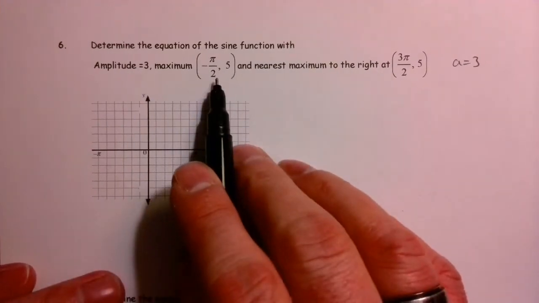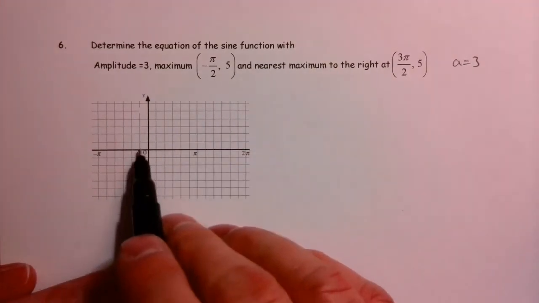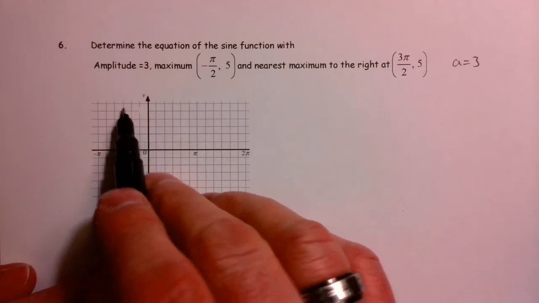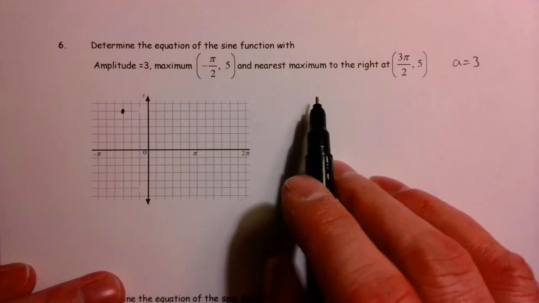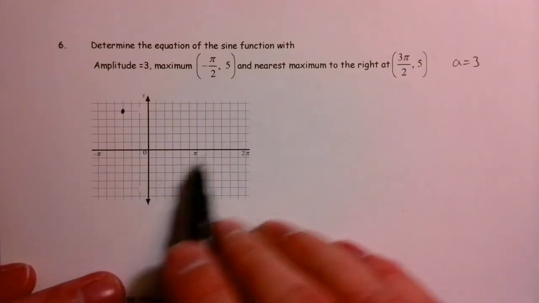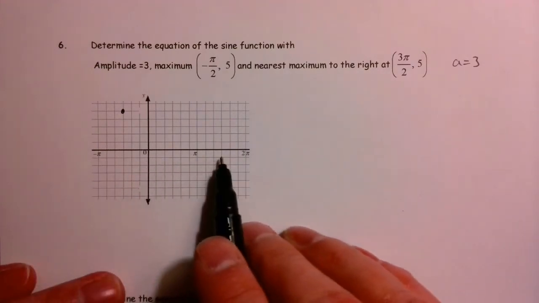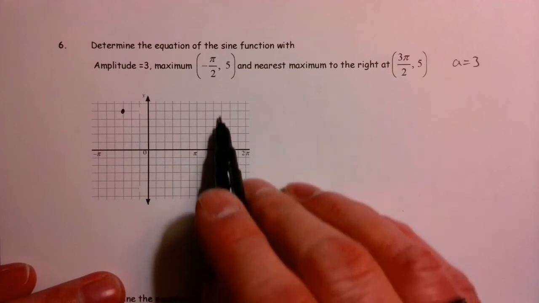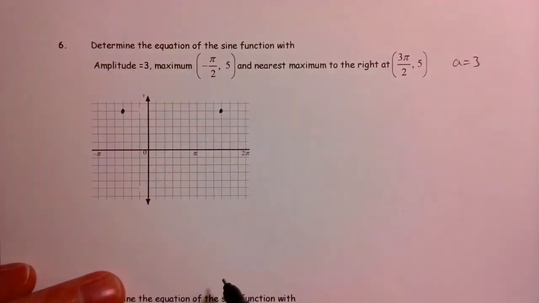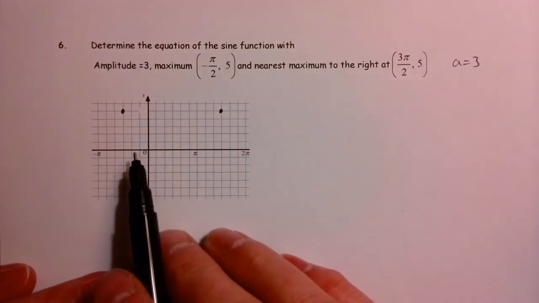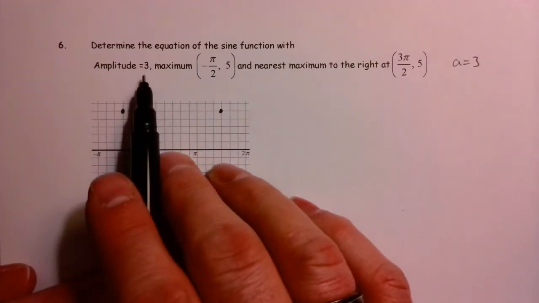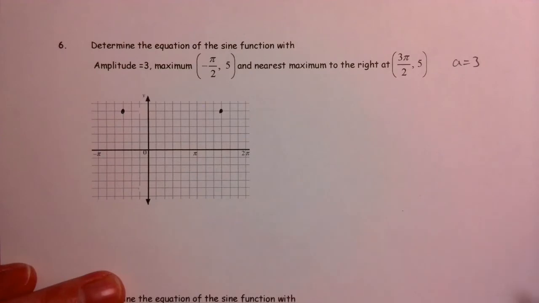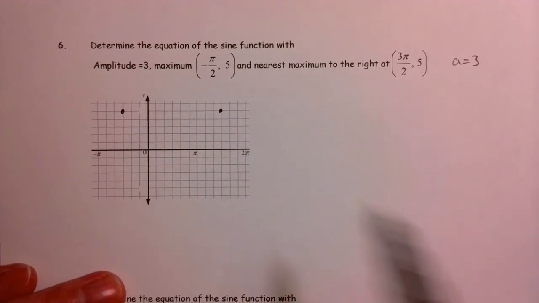I know that we've got a maximum at negative pi over 2, comma 5. 1, 2, 3, 4, 5. So it's going to be right here. And the nearest maximum to the right, so the next maximum, is at 3 pi over 2. Okay, so that's pi. So 3 pi over 2 would be right here, comma 5. Okay, so there we go. There's a max, there's a max. I know that my amplitude is 3. I'm going to try to come up with all the rest of my information from here.